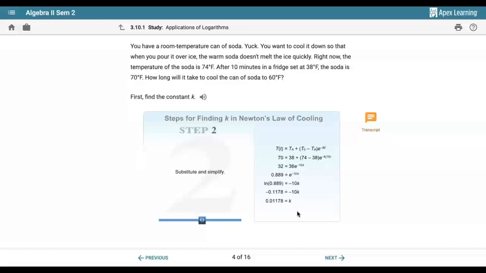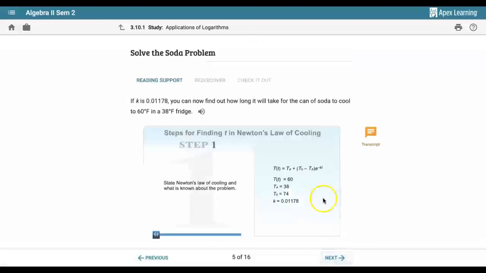We have our value of K here, okay? And now that we have our value for K, we can go back to our original equation. Sorry, that's going to be the next step here. But now that we have our constant k, in order to solve this problem, we can go back to the original information we know, and plug in our constant k in order to solve for the question that we want to answer, which is how long will it take the soda to cool to 60 degrees Fahrenheit.